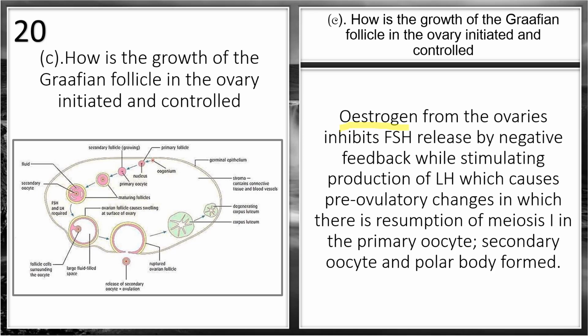Oestrogen from the ovaries inhibits follicle-stimulating hormone release by negative feedback, while stimulating the production of luteinizing hormone, which causes pre-ovulatory changes, in which there is resumption of meiosis I in the primary oocyte. Secondary oocytes and the polar bodies are formed.